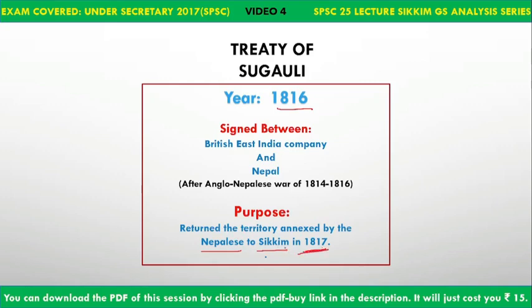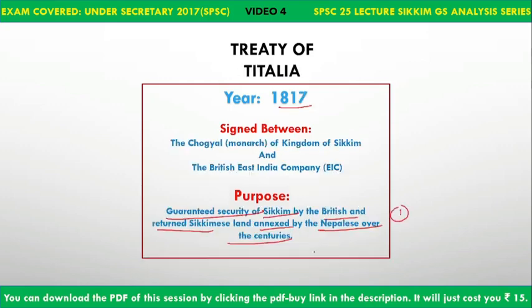Actually, it was not directly returned to Sikkim, but at first it was given to the British in 1816. And in the year 1817, by the name of Treaty of Titalia, which was signed between the British East India Company and the Chogyal or the Kingdom of Sikkim, the British handed over the Sikkimese territory back to Sikkim, which they got from Nepal in the Treaty of Sugauli.